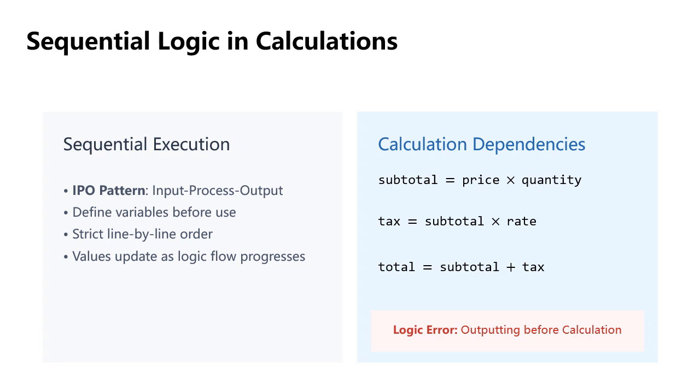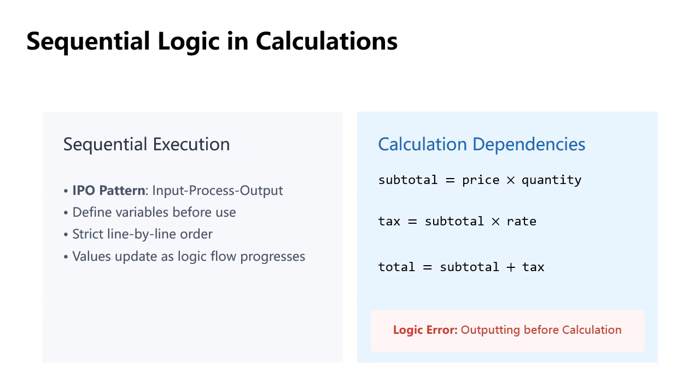Let's see how sequential execution dictates the success of mathematical calculations. In programming, the computer follows our instructions line by line, which means the order of our operations is critical. We have to consider calculation dependency. You cannot calculate a tax amount if you don't know what the subtotal is yet. The program requires the output of one step to serve as the input for the next.